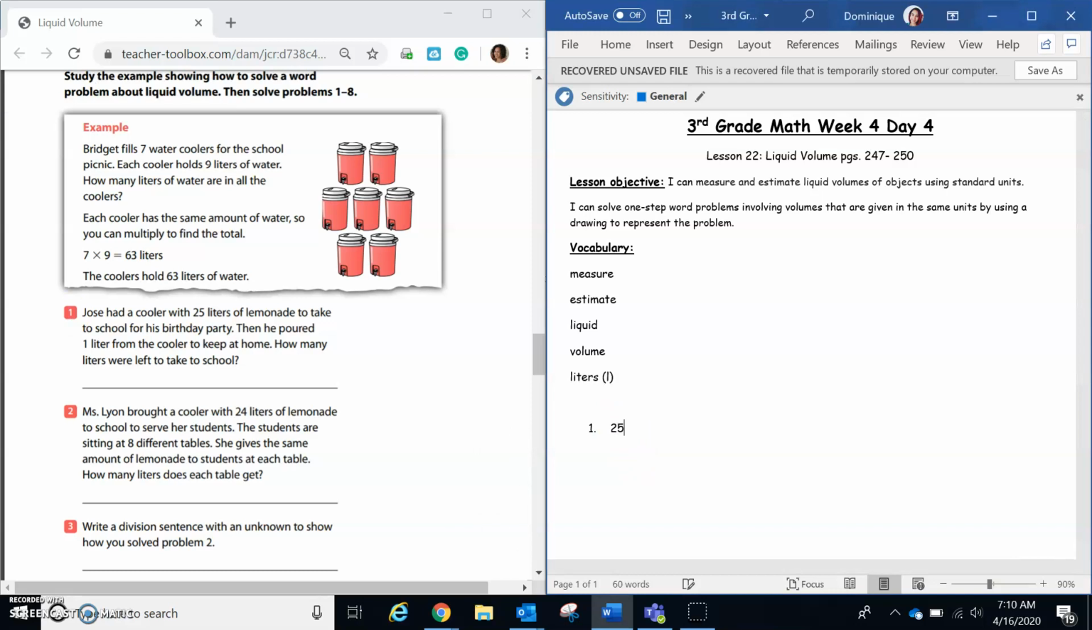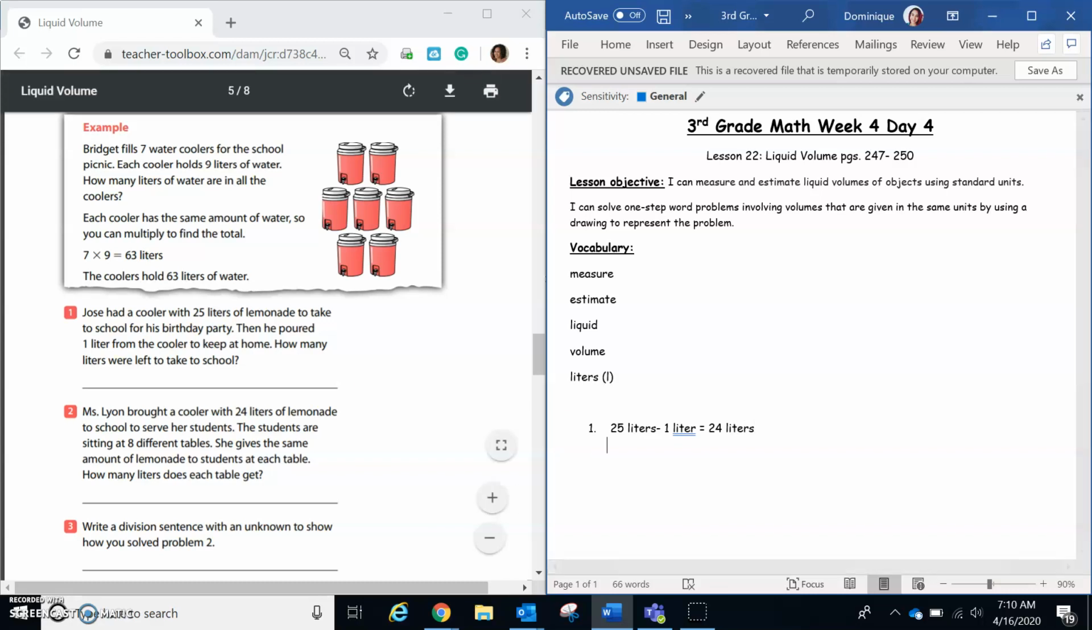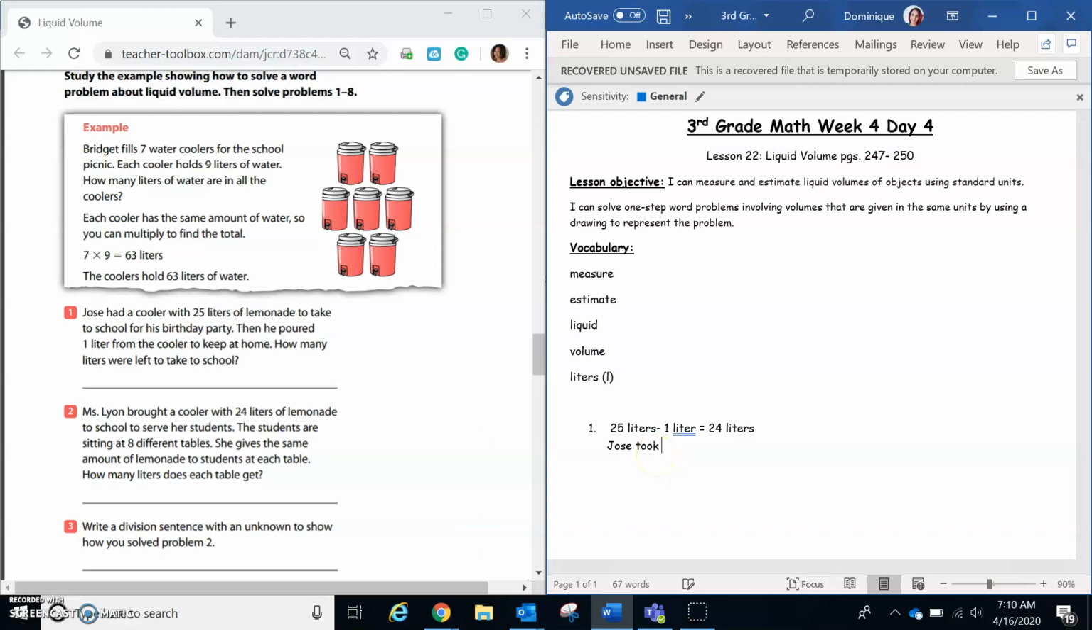Subtraction. Good. So we would do 25, because remember, our larger number always goes first, take away, and I'm going to actually do 25 liters take away 1 liter. That just lets us know what we're working with. Equals, so 25 take away 1 is 24. And remember, we always want to put our labels on there, so 24 liters. And for your answer on this line, you can put Jose took 24 liters to school. Period.